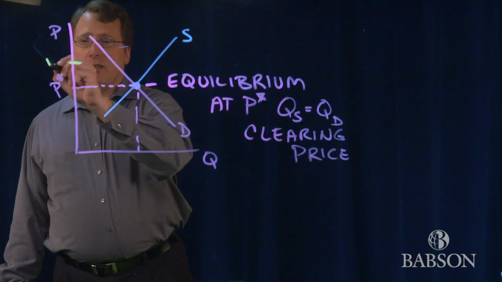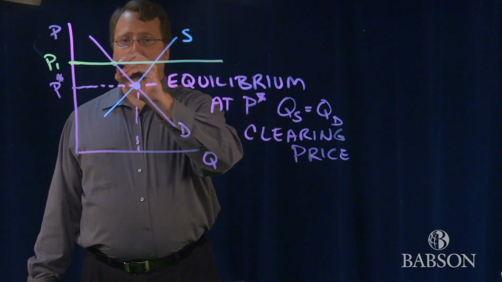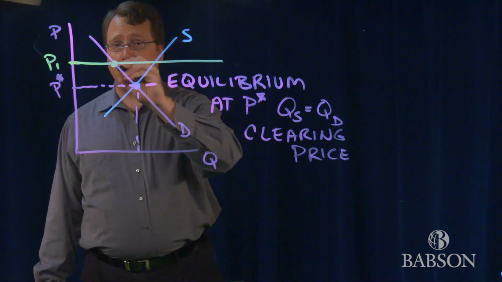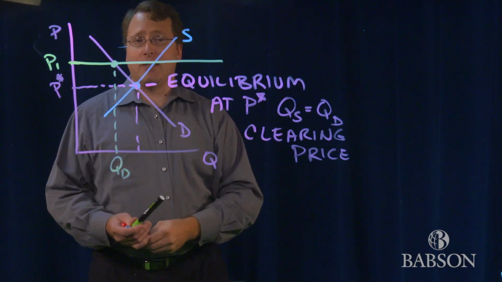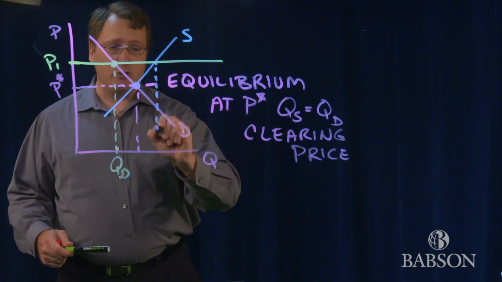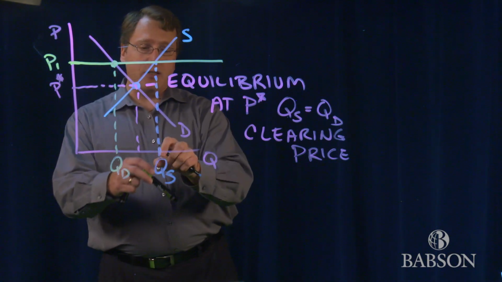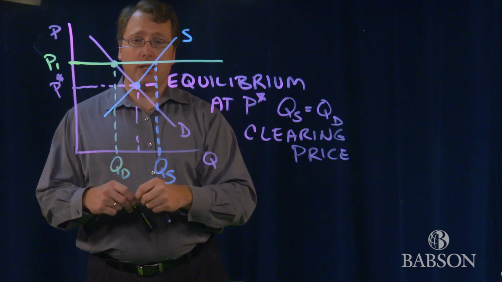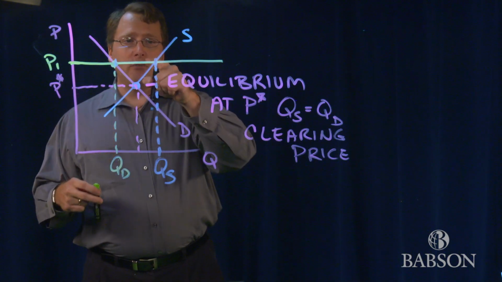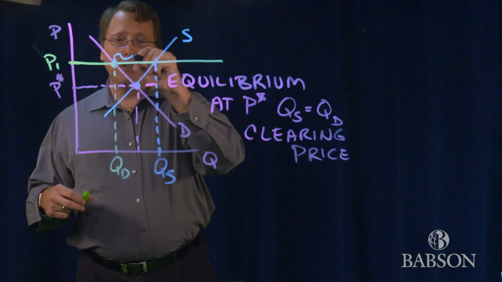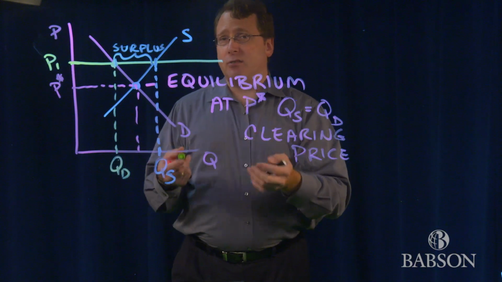So something caused the price to be up here. Well, you'll notice at that price, the demand curve tells us how much consumers are willing and able to buy, and that's down here. And the supply curve tells us how much producers are willing to produce and offer for sale. And you'll notice this difference between these two, that the quantity supplied is bigger than the quantity demanded, and that's this distance between these two points. Well, if we supply more than is demanded, this is what we call a surplus. There's extra in the market.